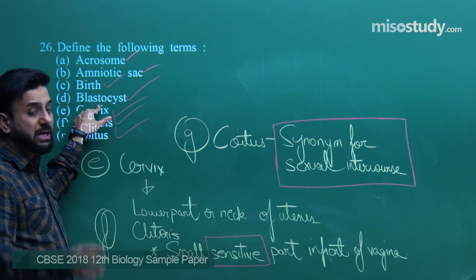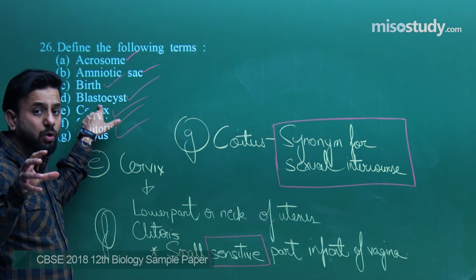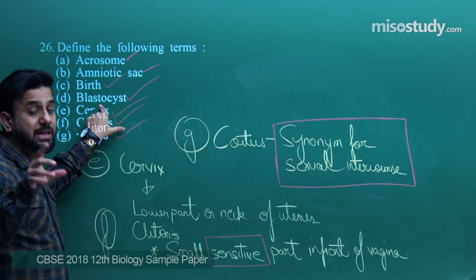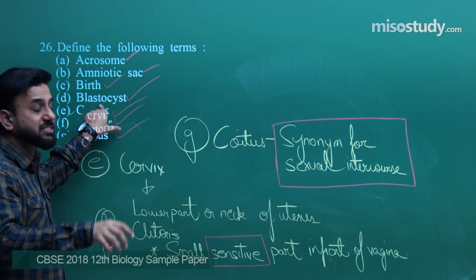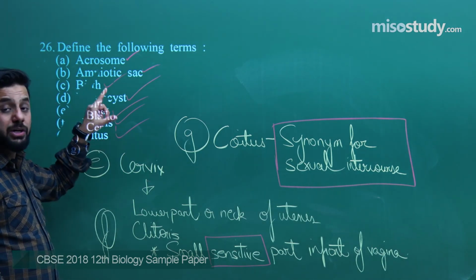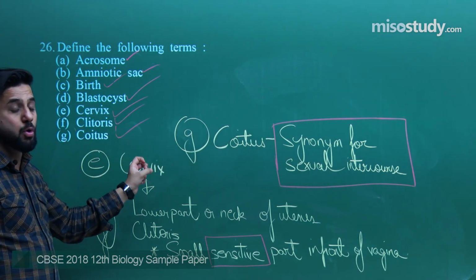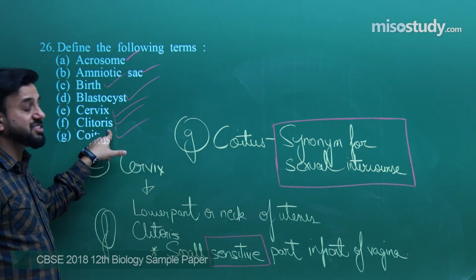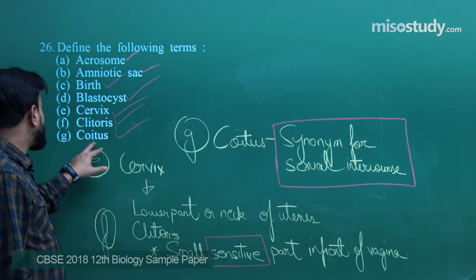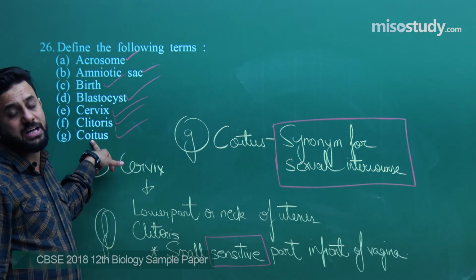Blastocyst is that stage of the zygote at the 9th day, when it gets implanted at the endometrium layer of the uterine wall. Cervix is the neck or the lower portion of the uterus. Clitoris is the small sensitive part in front of the vagina, and coitus is nothing but sexual intercourse.